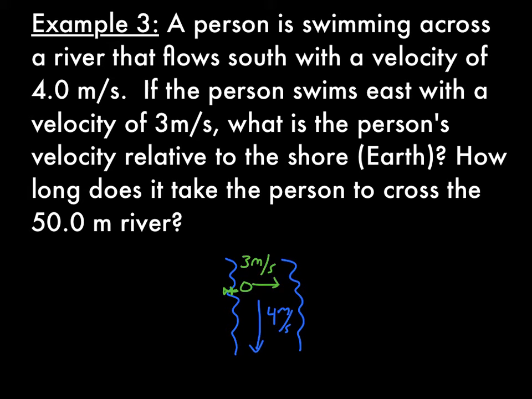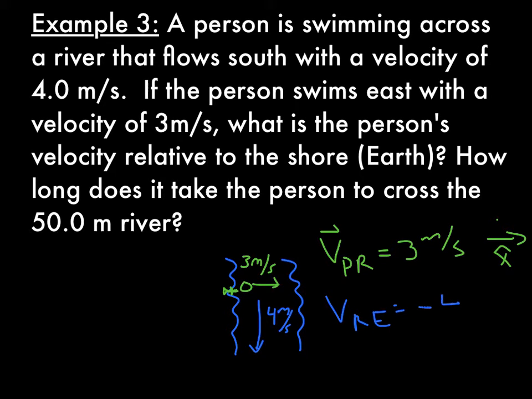So we've got this person swimming, and this river right here. What's the person swimming in? The river. So the velocity of the person to the river equals 3 meters per second, and I'm going to say this way, in the x direction. What's the river relative to? Well, the river is relative to the Earth. So velocity of the river relative to the Earth equals negative 4 meters per second y hat, because it's going down.